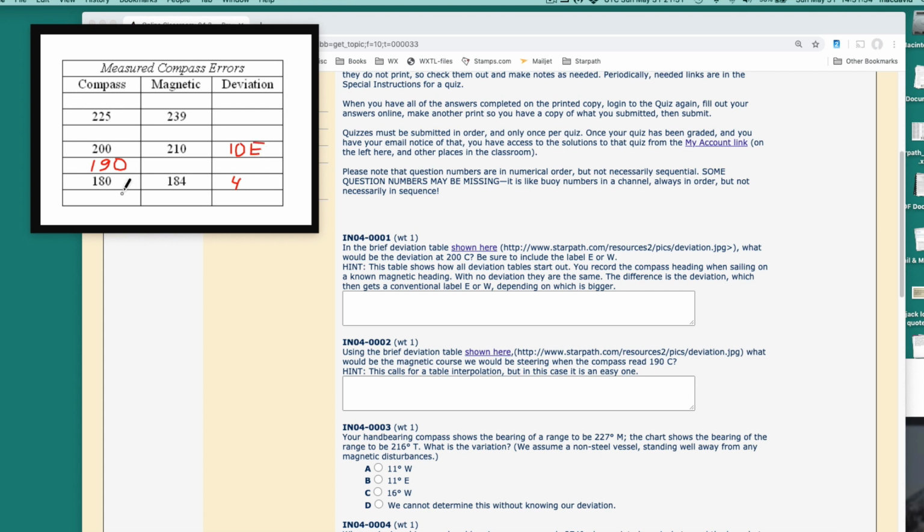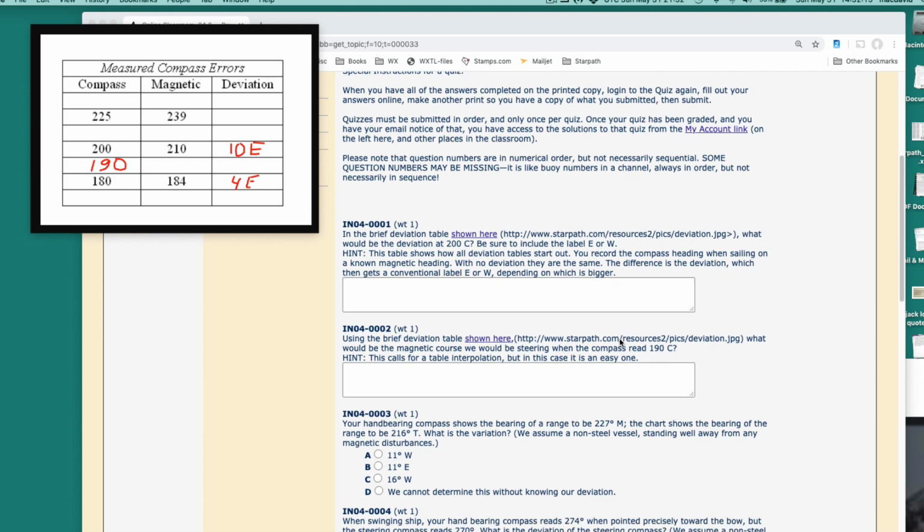Likewise down here, we go from 180 to 184, correcting add east, so that has to be an east. All right, so we know those deviations. And in this short range, this is going to be east as well, because we don't 100% know that, but the compasses are not going to bang into west and then back into east. They're all smooth curves. So whatever this one is, it's going to be east. Now, what's our question here? What would be the deviation at 200 C? Well, I'm going to go with 10 east. Okay, so that's that one.